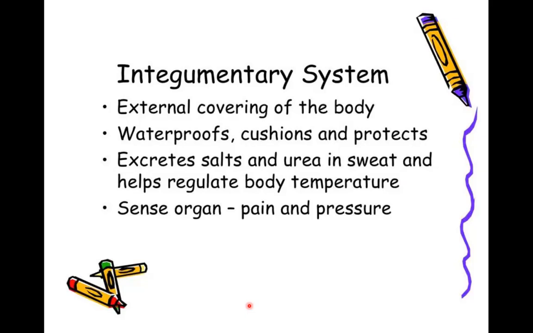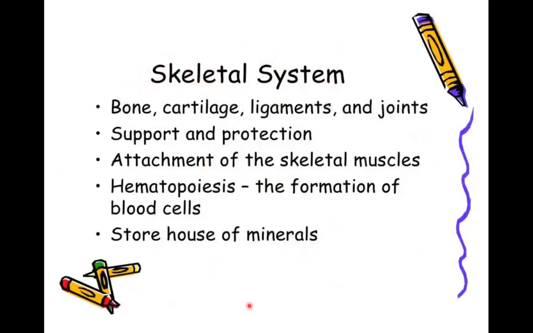This is the integumentary system, which represents the skin, and we all know it's a very important sense organ. In addition to that, it waterproofs, cushions, and protects, and excretes a lot of salts and urea, and regulates the body temperature. The other system is called the skeletal system.